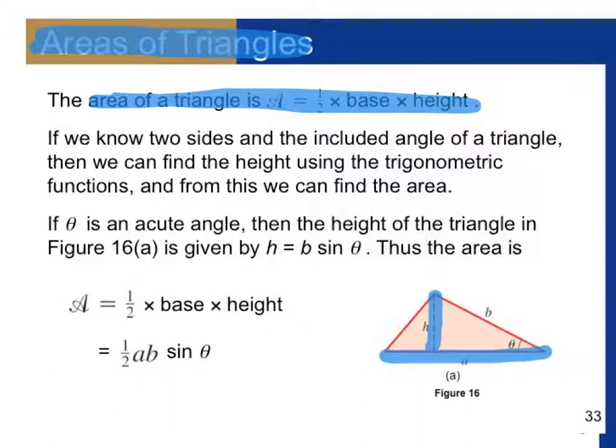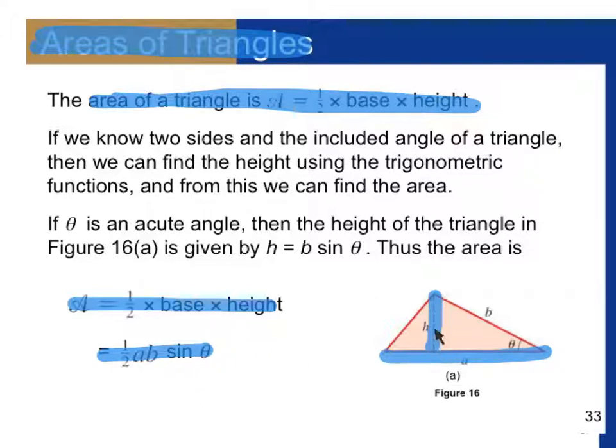Another way to do that is to look at AB sine of theta. So 1/2 AB sine of theta is another way to look at the area of the triangle. In other words, we don't need to find the height. What we can do is say this side is A and this side is B, right? We have two sides and we have the angle in between, and we can just do 1/2 AB sine of theta.